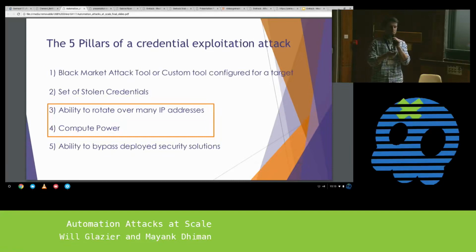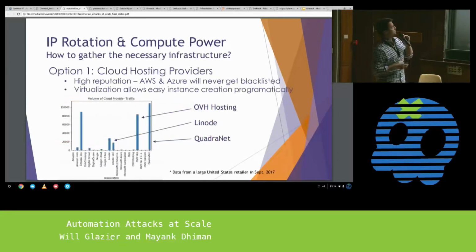oftentimes you won't change many things at once. Like many other things when you're testing, you want to just change one variable at a time. You'll change the tool if it's not working. You'll change the credentials if they're not working, or you'll change the infrastructure. Not often do we see them change many things at once. But let's go over what are the different options for attackers that we've seen in the wild for procuring this infrastructure to launch these attacks. And the first one is cloud hosting providers.